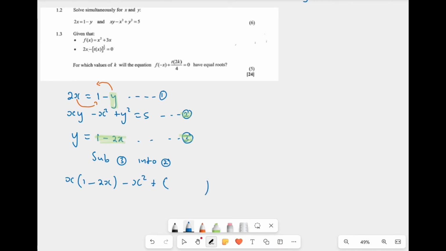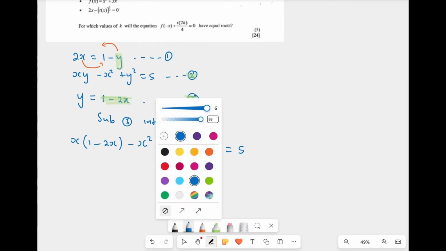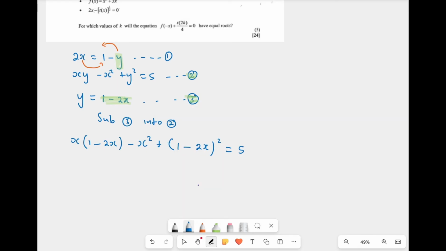So instead of y, I am putting 1 minus 2x all squared. This is equal to 5. And then from here, I am going to remove the brackets. So now I am going to have x multiplied by 1, which is x, multiplied by negative 2x, which will be negative 2x squared, and then minus x squared.